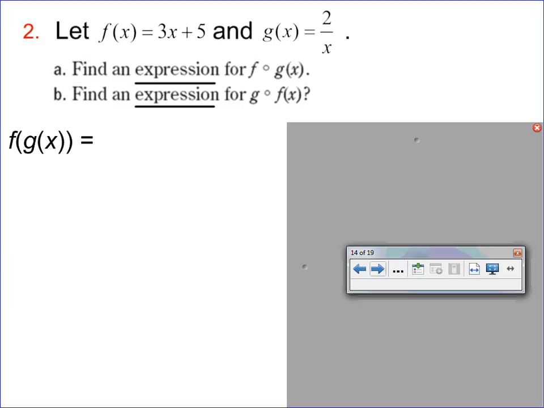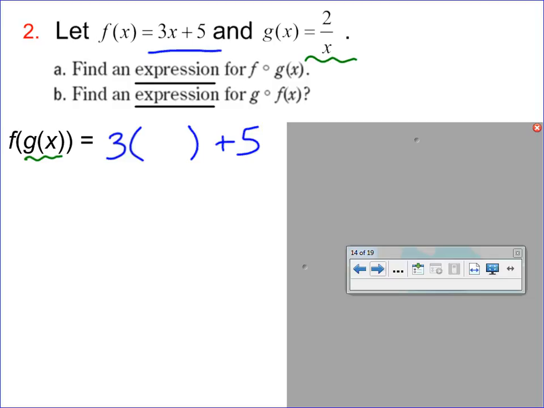Let's go ahead and find an expression for f of g of x and an expression for g of f of x. So I'll go ahead and do g of x in green. And I'll do f of x in blue again. So I'll go and do f of g of x. That says go to f's rule. And f's rule is 3 times input plus 5. Except everywhere you see an input, this x right here, I'm going to put the entire green function, g of x, which is 2 over x.